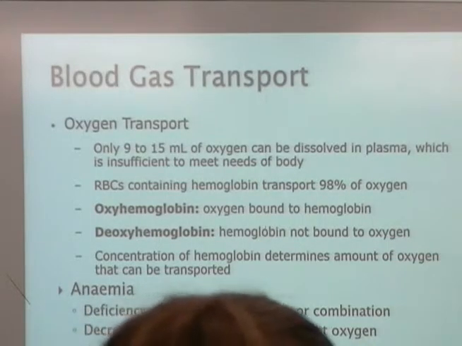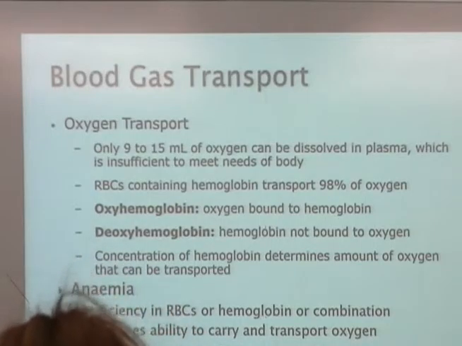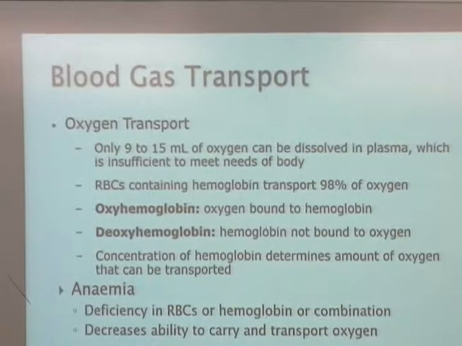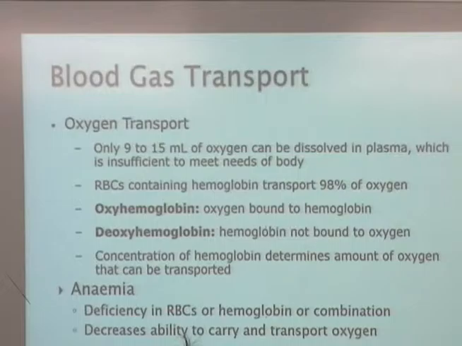98% then of the oxygen that comes across the membrane gets picked up by hemoglobin. And you might see the terms oxyhemoglobin, that means the hemoglobin has oxygen on it, or deoxyhemoglobin, the hemoglobin doesn't have any oxygen. Right? Hemoglobin's just the bus. So, how much hemoglobin I have, how many buses I have running the route, impacts how much oxygen I can transport around the body.